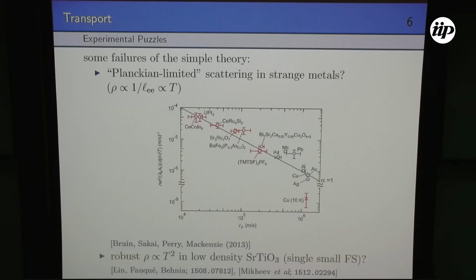single small Fermi surface. Now, I had in the earlier zoo of scattering mechanisms that a T-squared would come from electron-electron scattering. But if you look more closely, that's not any old electron-electron scattering. There are only certain kinds of electron-electron scattering that could contribute to this T-squared, a point which will become clear shortly. And none of the existing mechanisms for T-squared actually apply to this material. But nevertheless, we see a very robust T-squared.